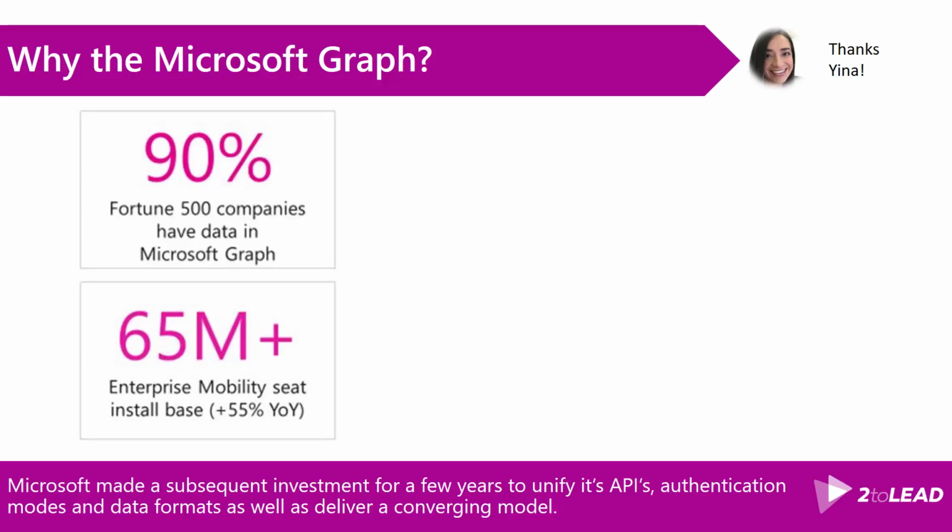We're talking about 65 million mobility suite. So that's the mobility suite that includes things like devices management, identity management, security, also productivity tools, and so on and so forth. So that's a lot of people using and being set up for Office 365 and the Microsoft Graph.